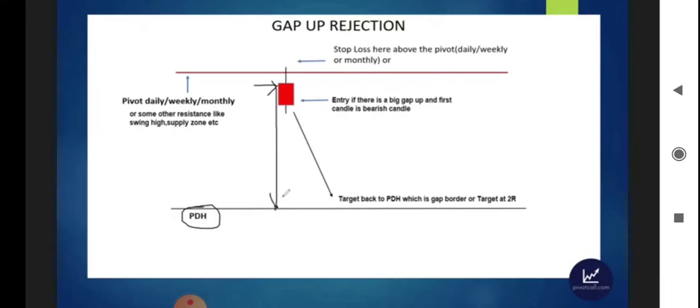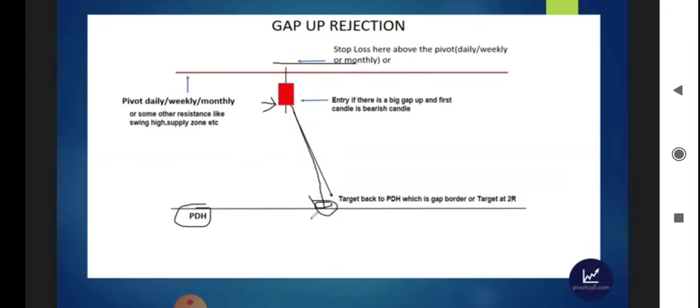So what you will do next time, whenever the market opens with a big gap up like this and it makes a bearish candle, you know that there is a gap. Chances of the gap getting filled are higher. You can immediately short that red candle. You can keep your stop loss above that red candle. Let price come to the previous day high. Once the gap is filled, you can book your profit.